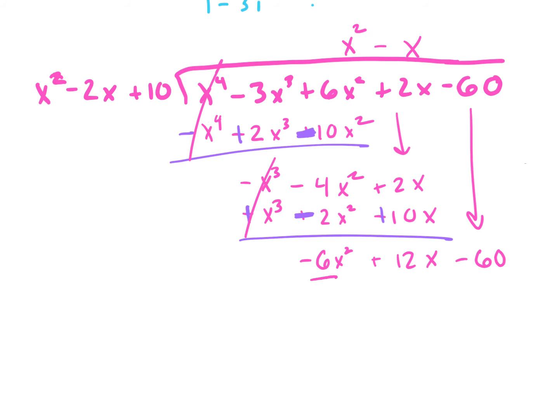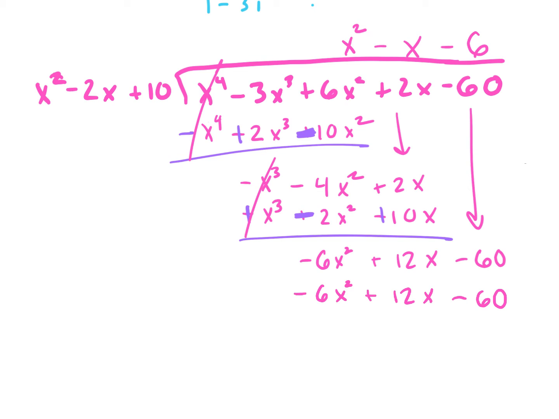So negative 6x squared divided by x squared would be what? Negative 6. So negative 6 goes on top. And I multiply what's on top with what's out front. So I have negative 6 times x squared, which is negative 6x squared. Negative 6 times negative 2x is positive 12x. And negative 6 times 10 would be negative 60.